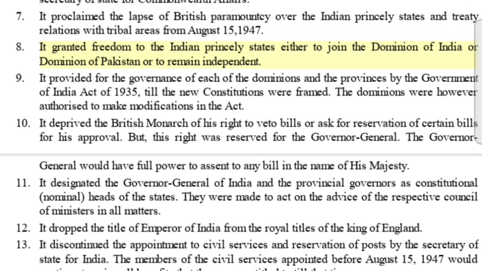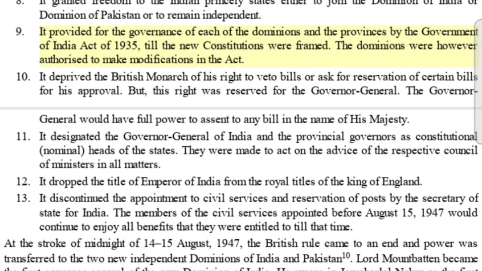It granted freedom to the Indian princely states either to join the Dominion of India or Dominion of Pakistan or to remain independent. It provided for the governance of each of the dominions and the provinces by the Government of India Act of 1935, till the new constitutions were framed. The dominions were however authorized to make modifications in the Act.